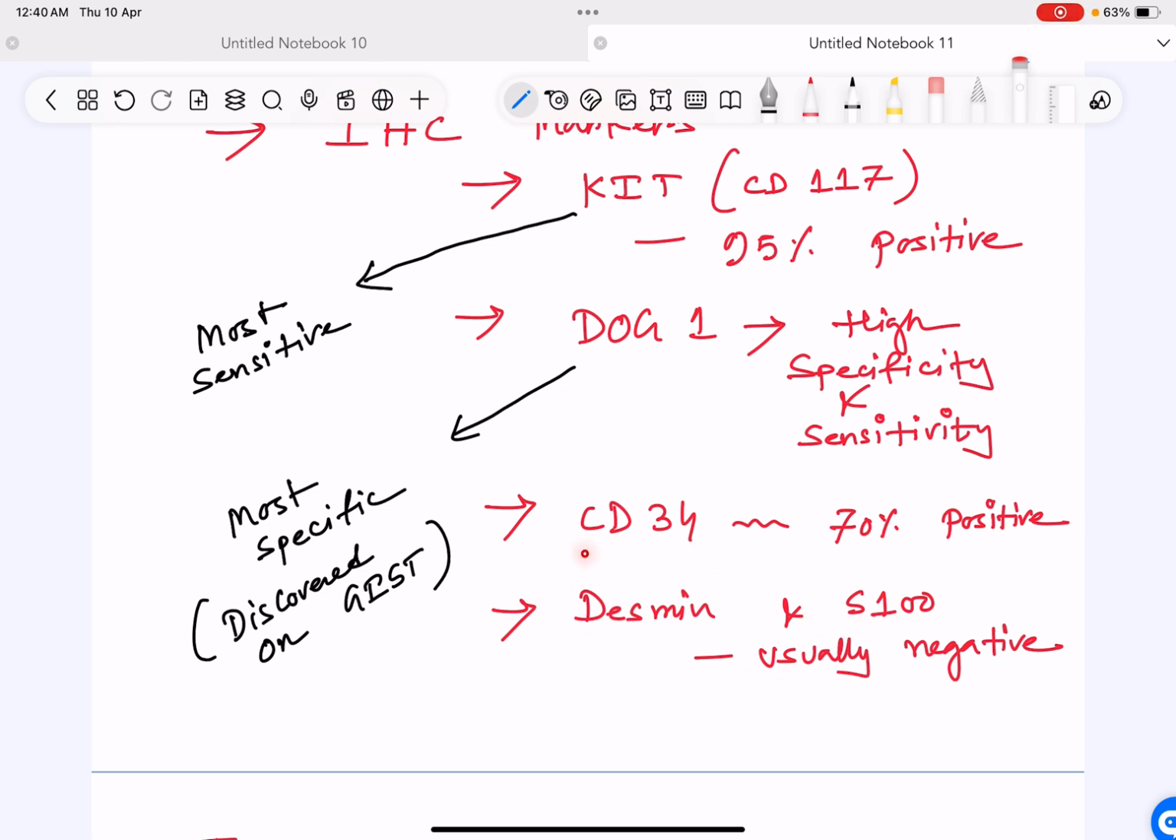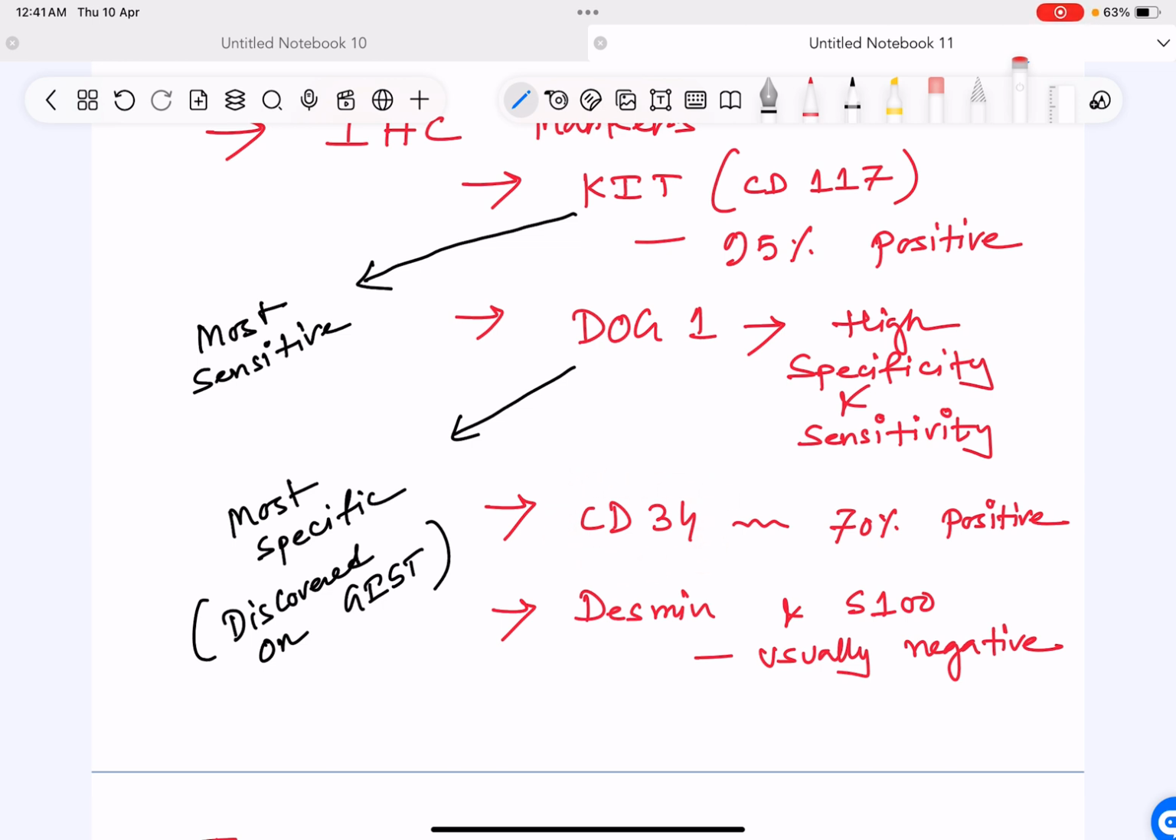Desmin is positive in leiomyoma, leiomyosarcoma, rhabdomyoma, rhabdomyosarcoma. Desmin is the marker of muscle origin. S100 is a marker of neural crest origin tumors like melanoma, schwannoma, neurofibroma. So Desmin is positive in muscle origin tumors and helps to identify them. S100 helps to identify tumors which are derived from the neural crest cells like melanoma, schwannoma, neurofibroma.